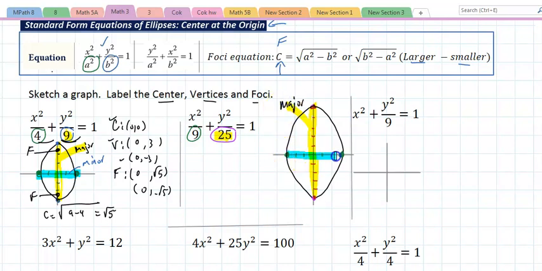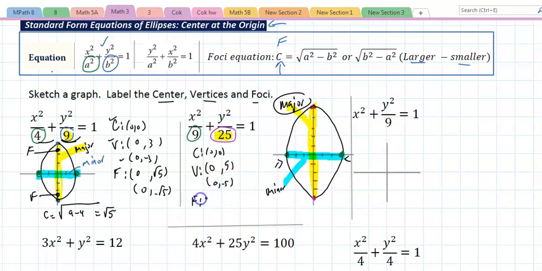And this less stretched is the minor. And that's important because the vertices, the center, is 0, 0. All of these are. But the vertices are always either the endpoints on the x or the y, depending on which is the major. So that will be 0, 5, and 0, negative 5.